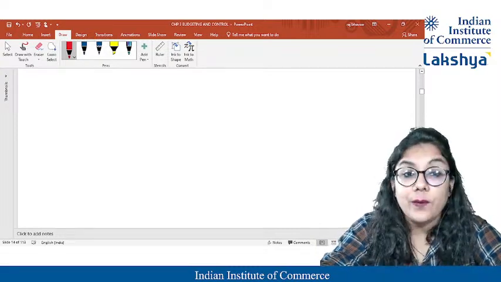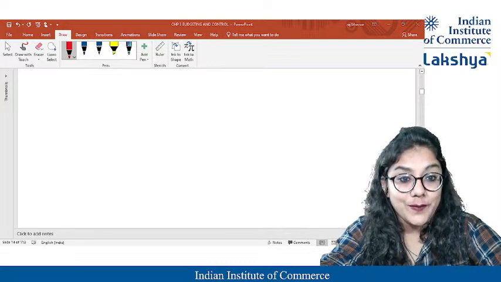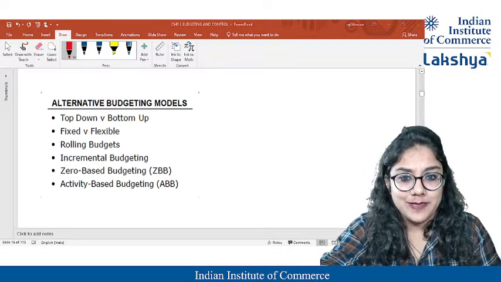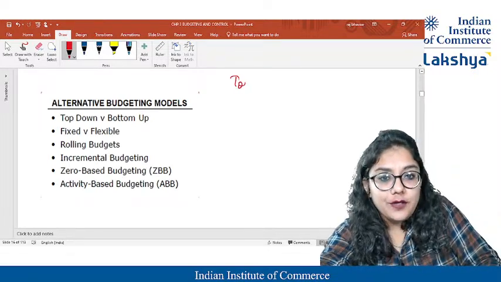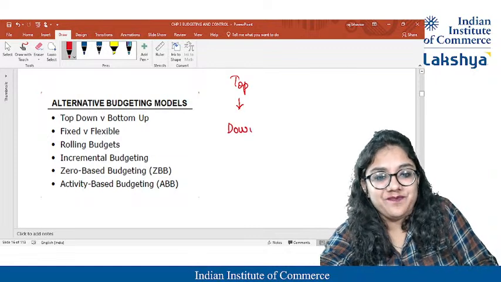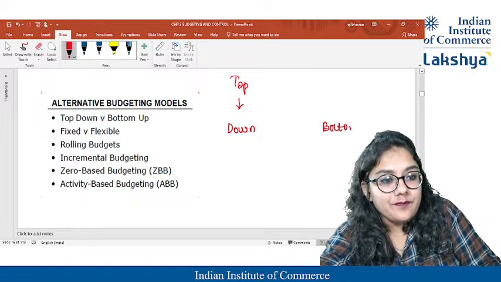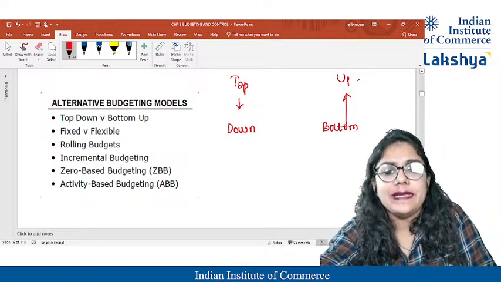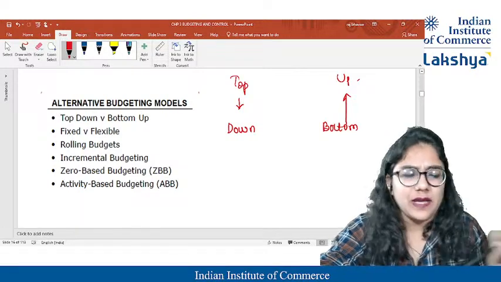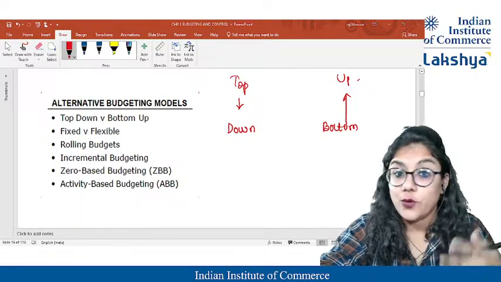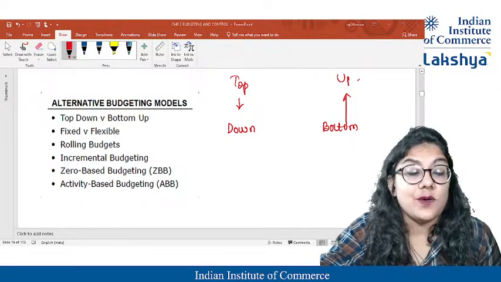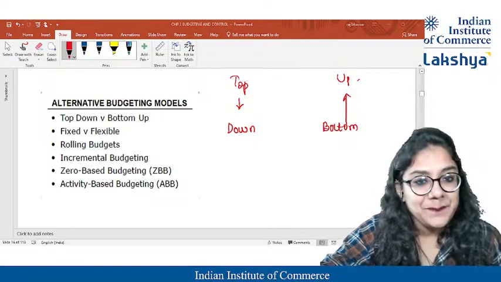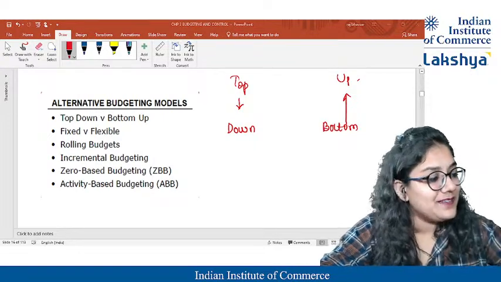Now we move ahead towards the important topic, which is known as methods of budgeting. What are the alternative methods of budgeting? We have the top down approach, the bottom up approach, then flexible, rolling, incremental, ZBB and ABB. It's a revision part, so I'm not going into details. In the classes we have solved sums also, but I'll try to explain in a shorter span. Don't worry, just give me a minute.